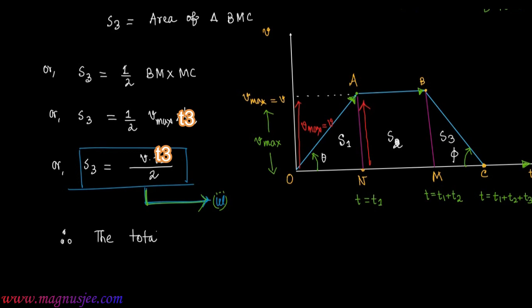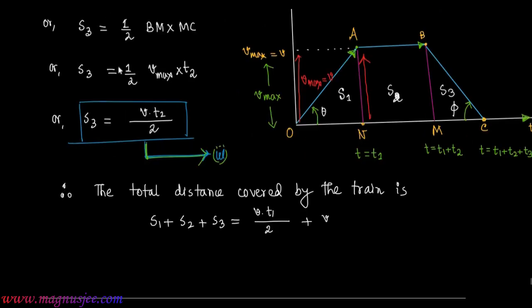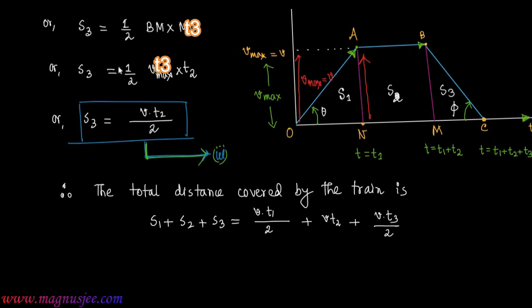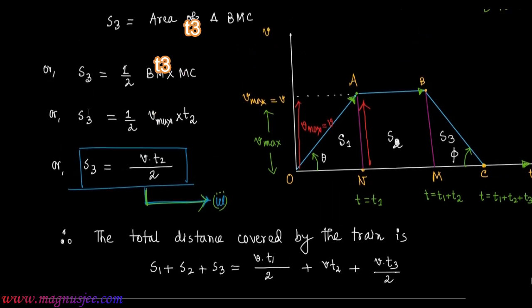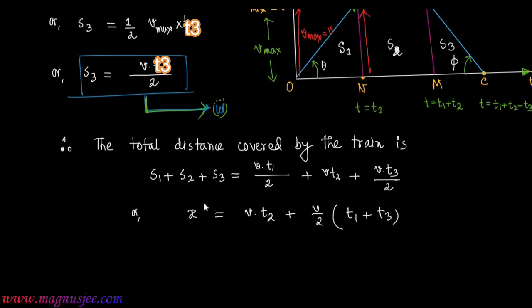Therefore, the total distance traveled or covered by the train from the point O to A, then A to B, then B to C is given by S1 plus S2 plus S3, which is equal to Vt1 by 2 plus Vt2 plus Vt3 divided by 2, or in place of S1 plus S2 plus S3 you can write total distance x as equal to Vt2 plus V by 2 bracket open T1 plus T3.